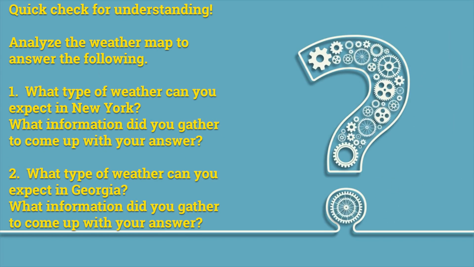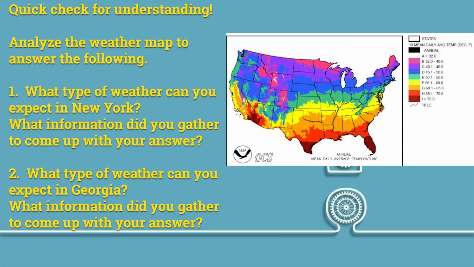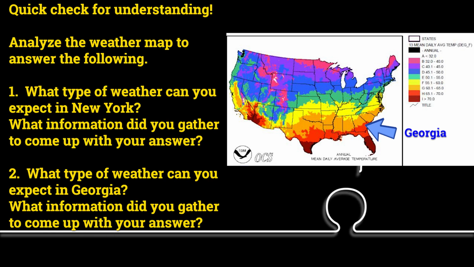Quick checks for understanding. Analyze the weather map to answer the following questions. Number 1, what type of weather can you expect in Texas? What information did you gather to come up with your answer? Number 2, what type of weather can you expect in Georgia? What information did you gather from the weather map to come up with your answer?